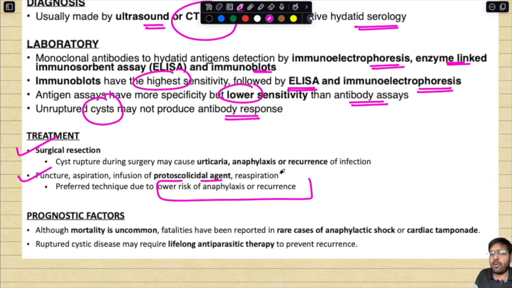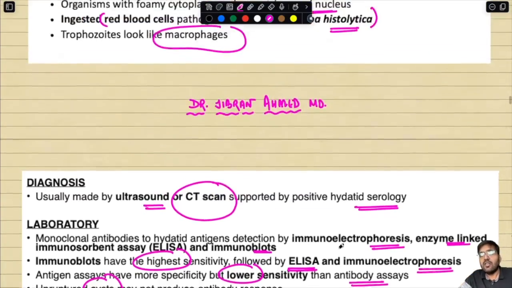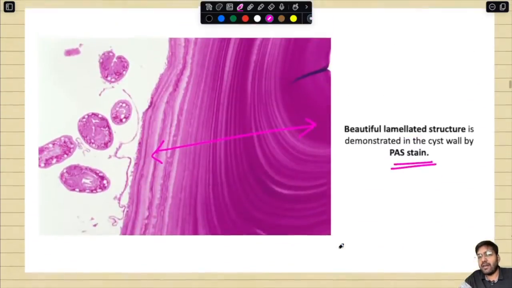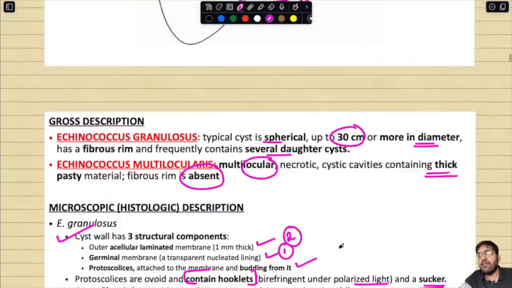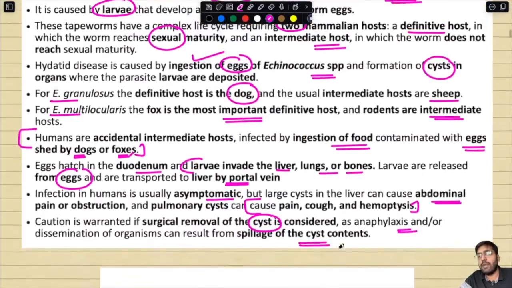Okay. What are the prognostic factors for hydatid cyst? Although mortality is uncommon, fatalities have been reported in rare cases of anaphylactic shock or cardiac tamponade. Ruptured cyst disease may require lifelong antiparasite therapy to prevent recurrence. Okay. So this is all about your hydatid cyst. I have discussed each and every point in detail, so I'm just going to repeat the questions.